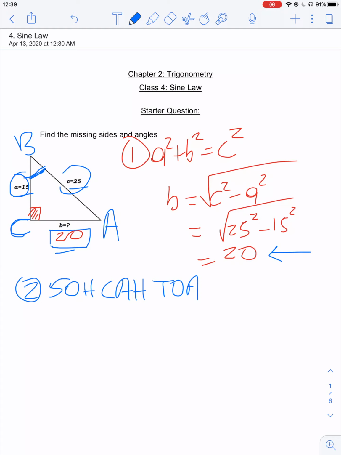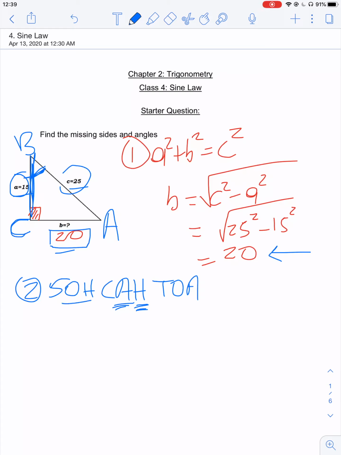So if I have this angle, right? I know what my hypotenuse is, right? It's 25. And I also have my adjacent side. So if I have my adjacent and my hypotenuse, then that forces me to use cos, okay? So that's how SOHCAHTOA works.